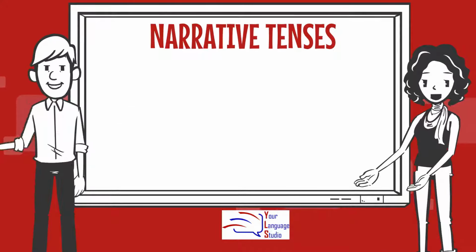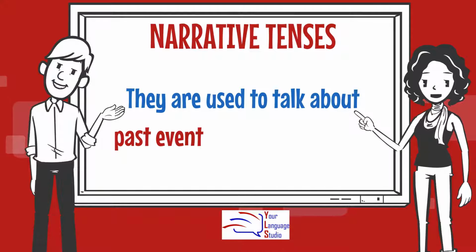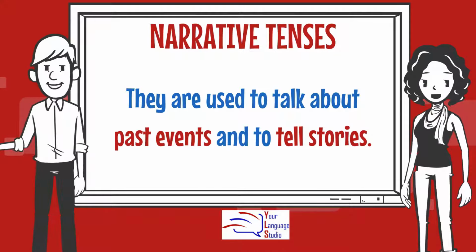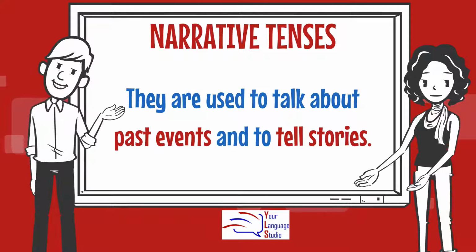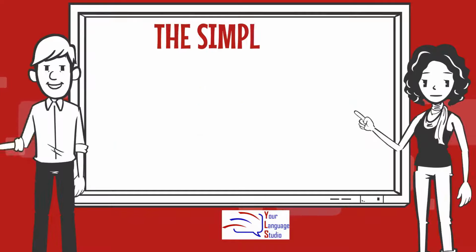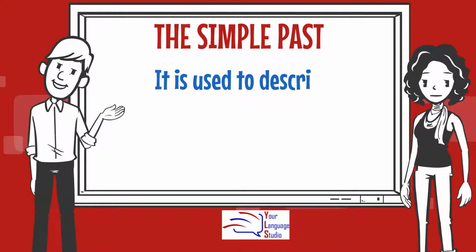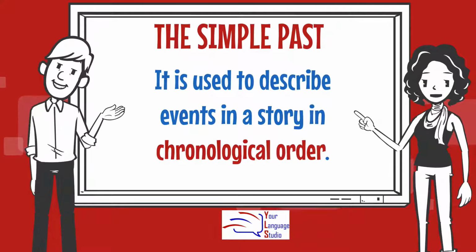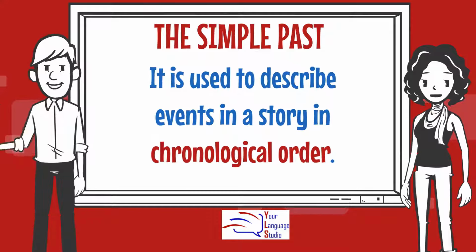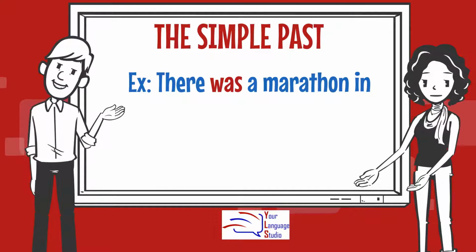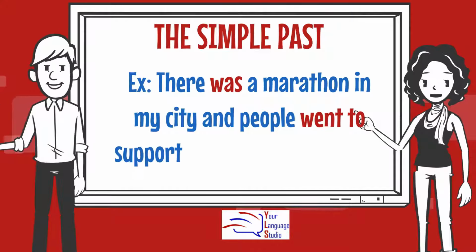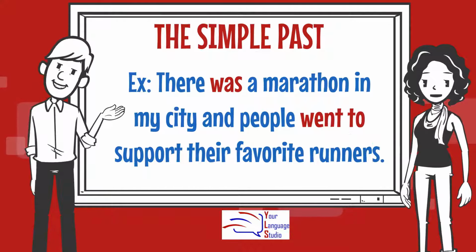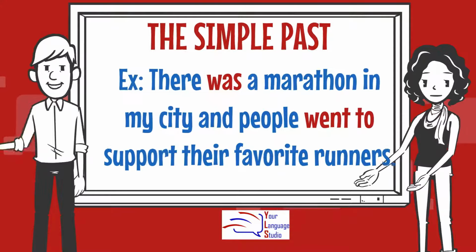The narrative tenses. They are used to talk about past events and to tell stories. We have the simple past. This tense is used to describe events in a story in chronological order. For example, there was a marathon in my city and people went to support their favorite runners.